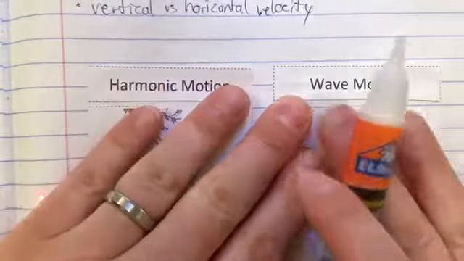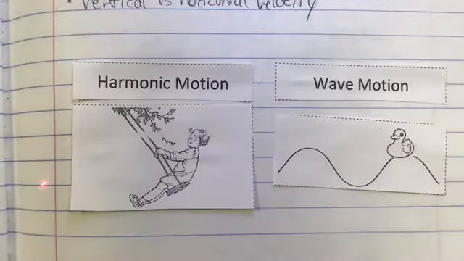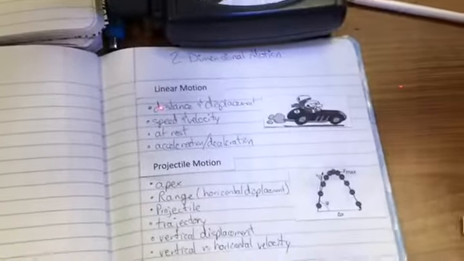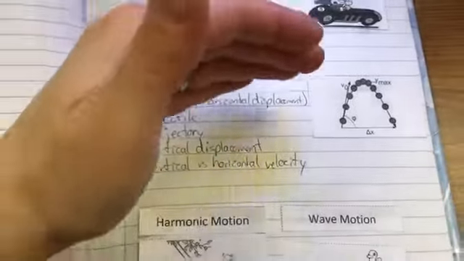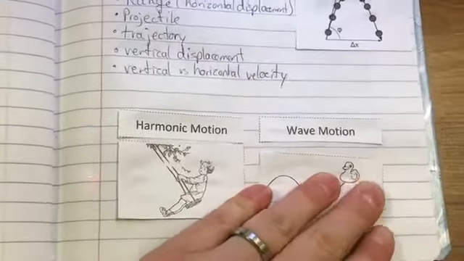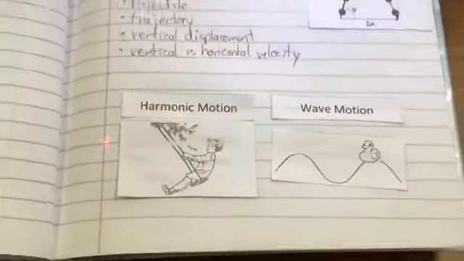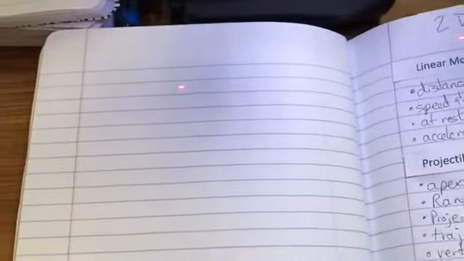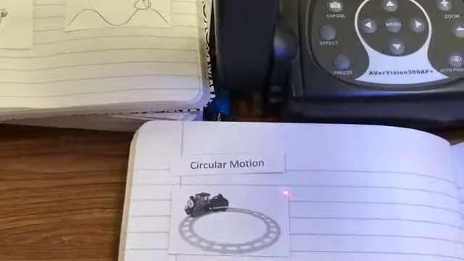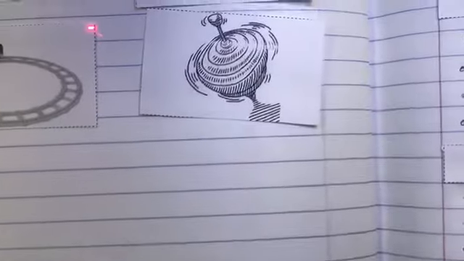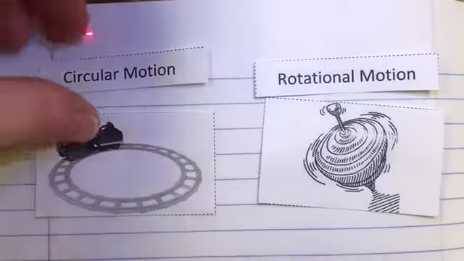Now the reason this journal entry is called two-dimensional motion is because I've taught you linear motion and projectile motion, and everything after linear motion is all two-dimensional motions. So we start off with linear motion and we're progressing into a variety of two-dimensional motions. Over here on our OOPS page, don't turn the page, just right here on the OOPS page, we are going to glue in at the top circular motion, your little train, and rotational motion, your top. Let's go ahead and get those glued in.